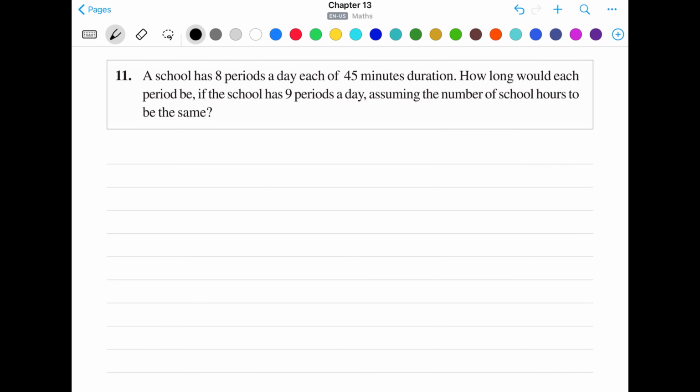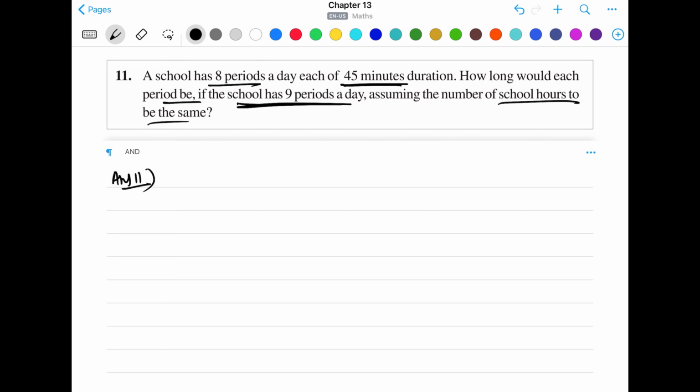Moving to question number 11, it says a school has 8 periods, each of 45 minutes. So the question is, how long would each period be if the school has 9 periods a day, assuming the number of school hours is the same? So we are increasing the number of periods from 8 to 9, and the duration of school hours is the same. So you have to calculate how many minutes long a period will be. Let's represent this in the form of a table. That is answer number 11.